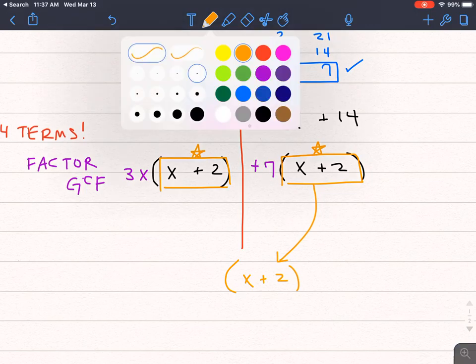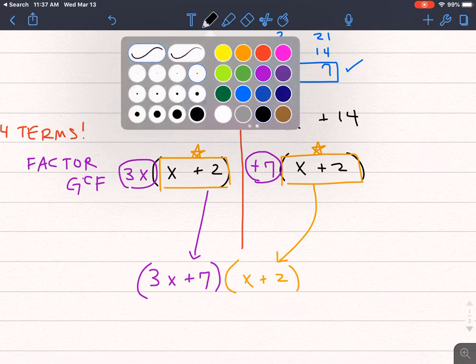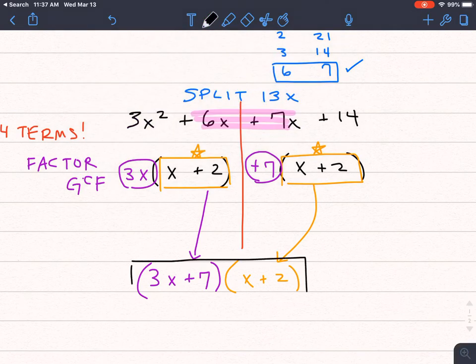Now we are missing our second binomial factor, but that's just composed of our GCF. So we can put those two things together. And there we have our factored form of the original expression, 3x squared plus 13x plus 14. In factored form, we have 3x plus 7 times x plus 2. Recall, you can always FOIL to check.